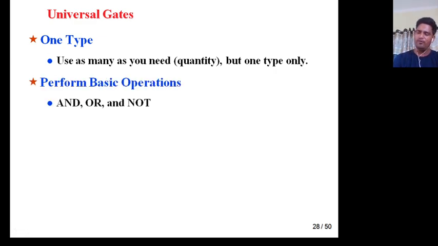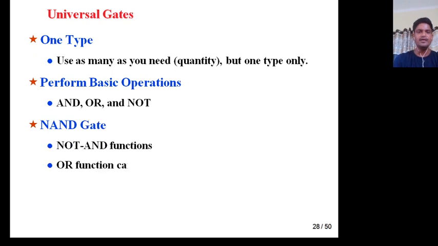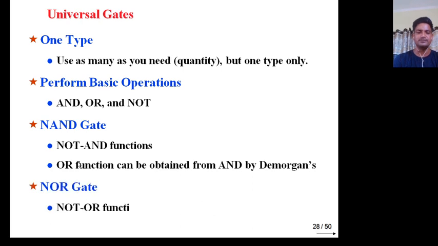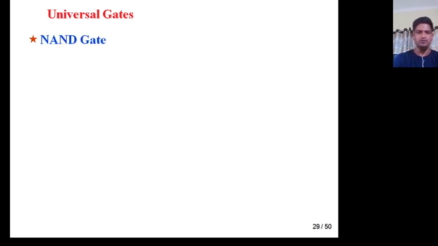It can perform AND, OR, and NOT, all the basic gate operations. Okay, NAND gate. NAND is nothing but NOT plus AND gate. And by applying De Morgan's theorem, you can convert it into an OR function. OR means plus terms. And next is your NOR gate. NOR gate is nothing but OR plus NOT. Okay. Now this is your NOT gate.